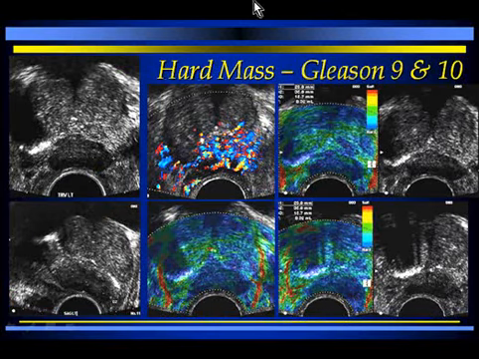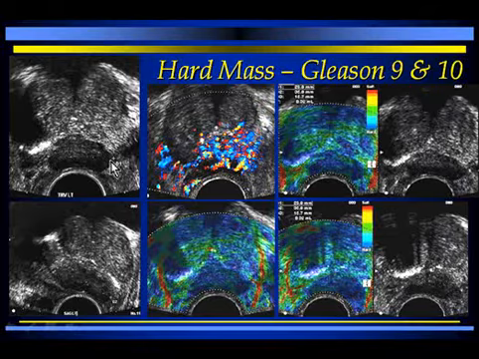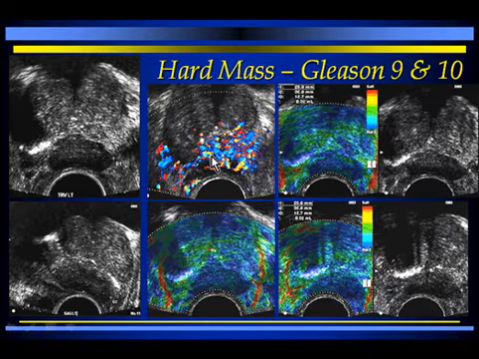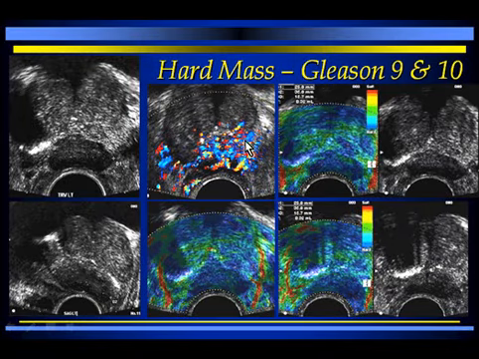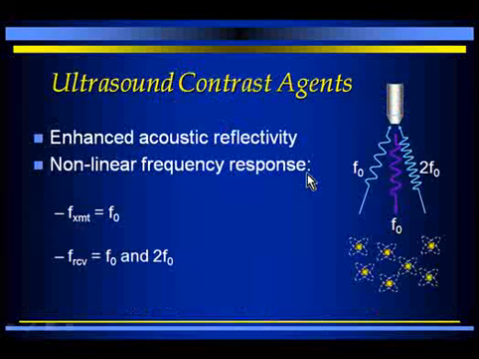Yet another example, here is a focal hypoechoic nodule. This is a Gleason 9 and 10, a very, very high-grade prostate cancer. This is the color Doppler showing you markedly increased flow, not only in the lesion, but adjacent to the lesion, probably related to spread of prostate cancer up into the prostate here. But here's the elastogram, and you can see that this lesion is harder than the adjacent normal prostate.